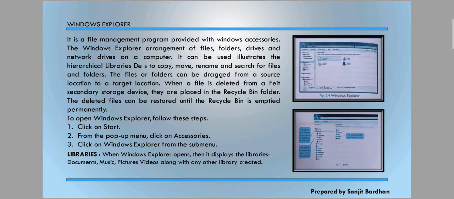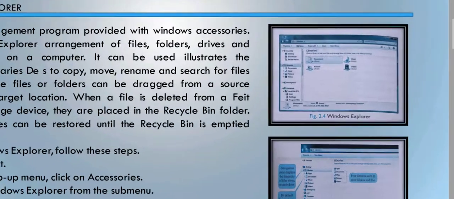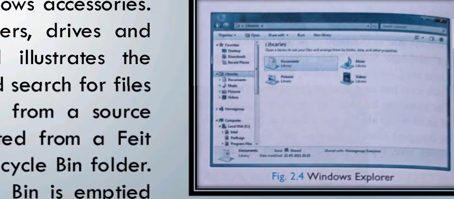Okay, and here are the steps to open the Windows Explorer. Click the start button, then the start button will open a pop-up menu. Then click Accessories, then click on the Windows Explorer sub menu. Here you can see the images of Windows Explorer.